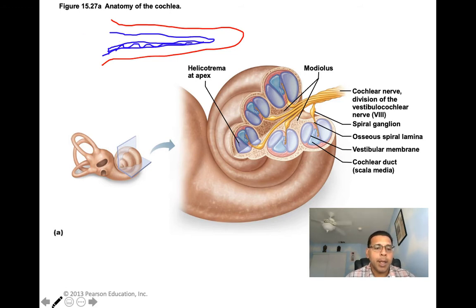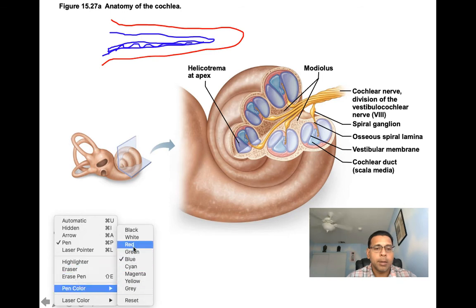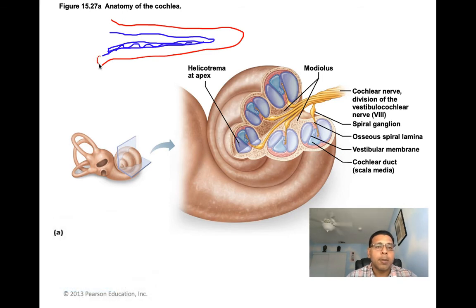Okay, and then here we have our round window, we said. It's covered by the membrane. And then we have our oval window, which is covered by the stapes, which then communicates with the incus, which then communicates with the malleus, which then is in contact with the tympanic membrane. And then here we have the ear. Okay, so this is where the sound is going to make its way into the tympanic membrane.